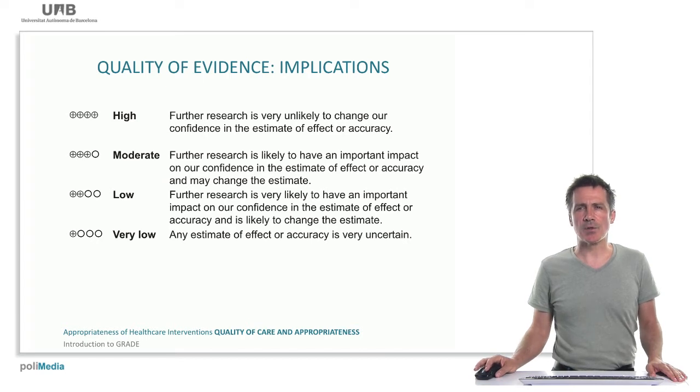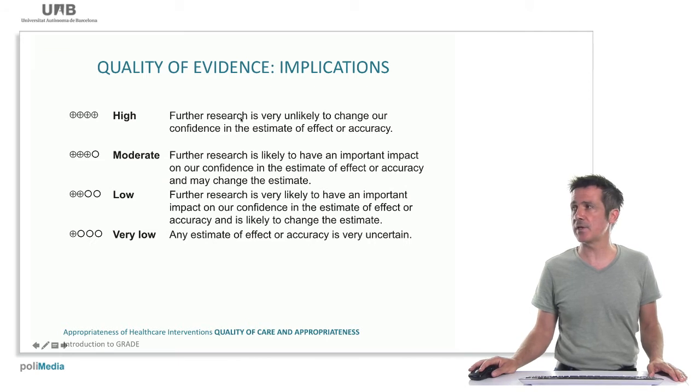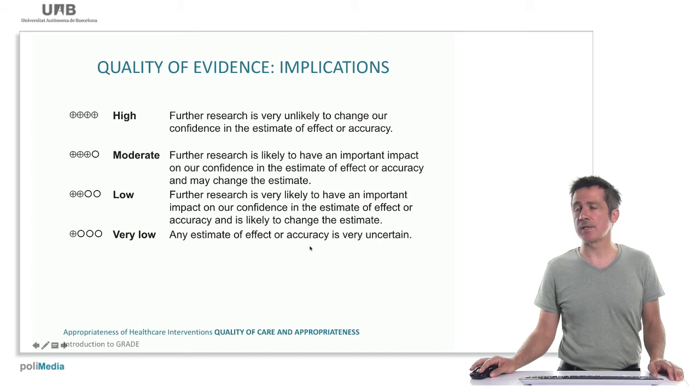What about the implications of the different categories of quality of evidence? Well, we can organize or frame them in relation to the need for research. So if we have high quality evidence, that is, we are very confident, well, it's unlikely that further research will change that confidence. If the confidence or the quality is moderate, well, further research is likely to have an important effect, and so on, all the way to very low quality, where we are really uncertain or not sure. So any estimate of effect or accuracy is very uncertain. Any research might change the actual results.